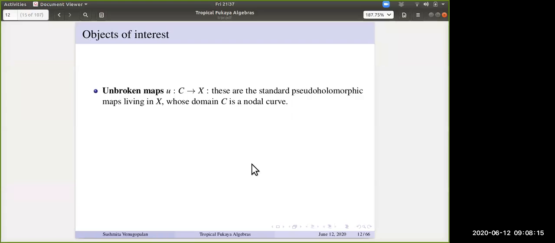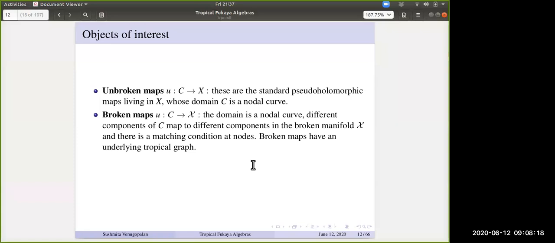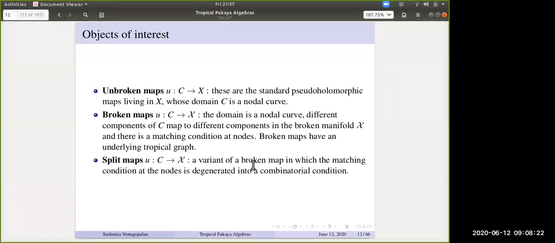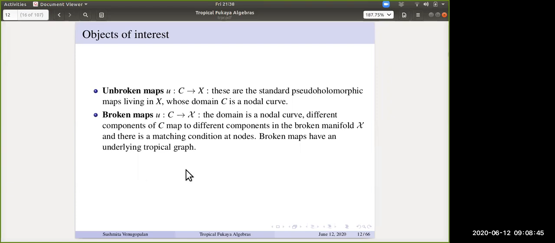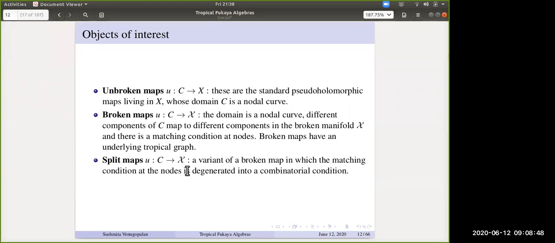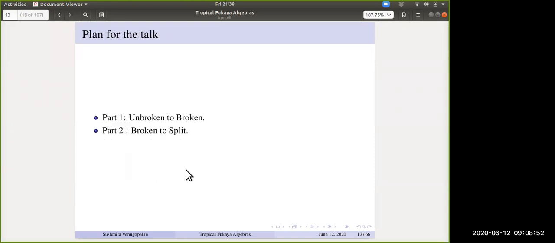Okay, so there are three objects of interest today. Unbroken maps, these are holomorphic maps in X. Broken maps, these are maps in the cut spaces satisfying some matching conditions, which we'll get to. And the third is split maps, which is a version of broken maps with the matching condition weakened. That third one is what will help us get towards the dream of the product of moduli spaces, which I talked about in the previous slide. In the first part of the talk, I'll talk about how to go from unbroken to broken, and after that, how to go from broken maps to split maps.